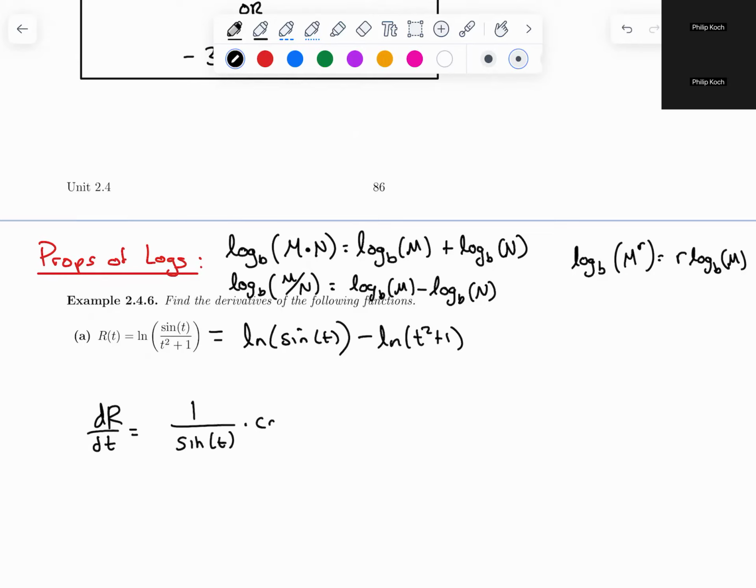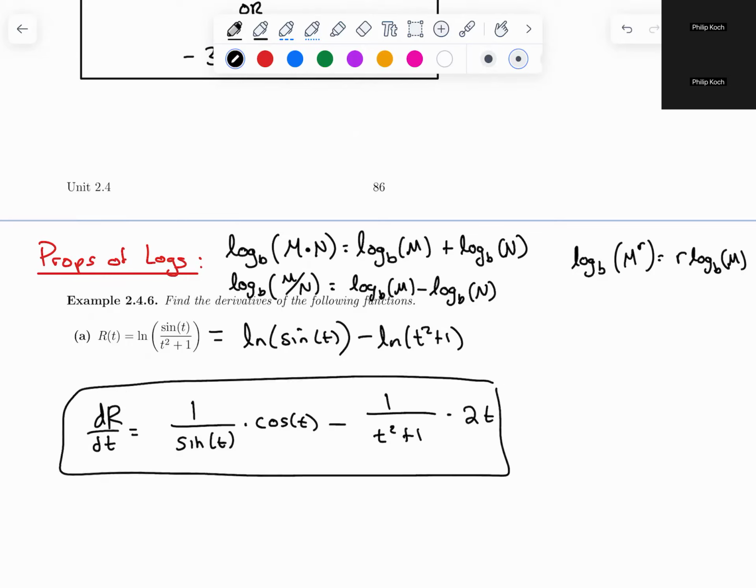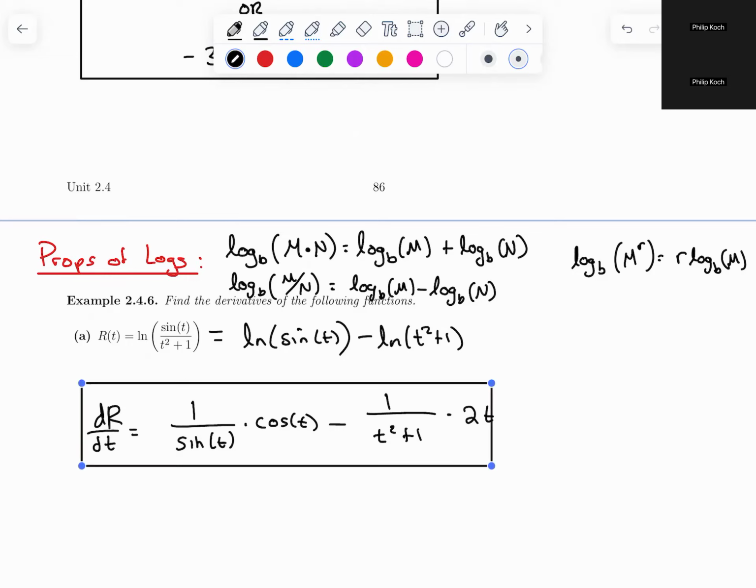minus natural log of t squared plus 1. So the outer function is natural log once again. So it's 1 over the inside, so 1 over t squared plus 1 times 2t. And we could leave it like that, or we could make it pretty. Because cosine over sine is cotangent. There we go. Good, good, good.